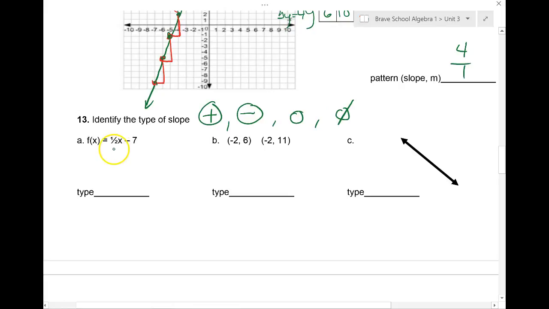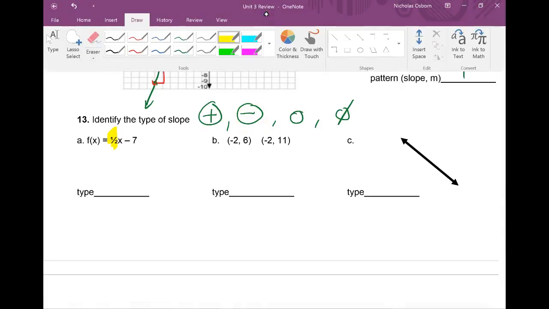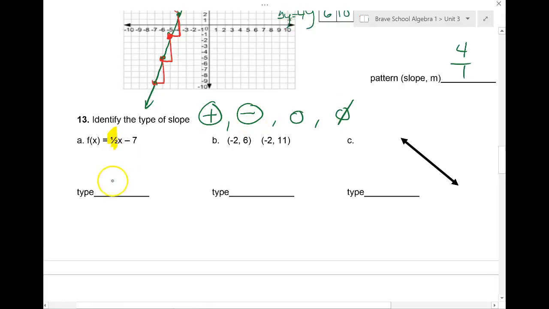So in the first one, we're just given the equation. And the slope is 1/2. But that's not what we're looking for. We're looking for, is it positive, negative, 0, or undefined? In this case, 1/2 is positive. So it's just positive. That's it. Okay, here, we need to find the slope.